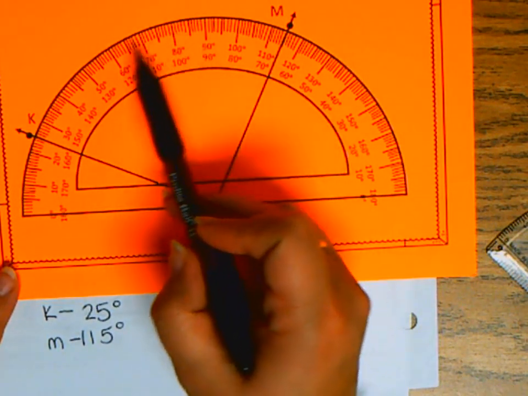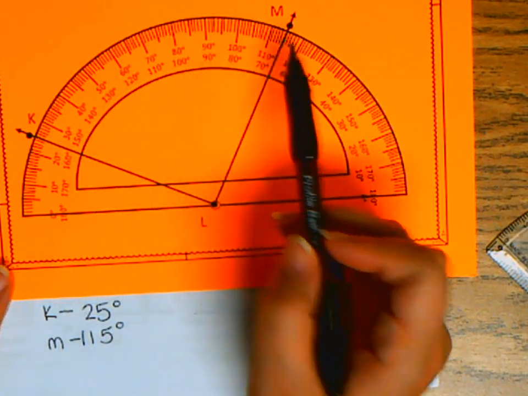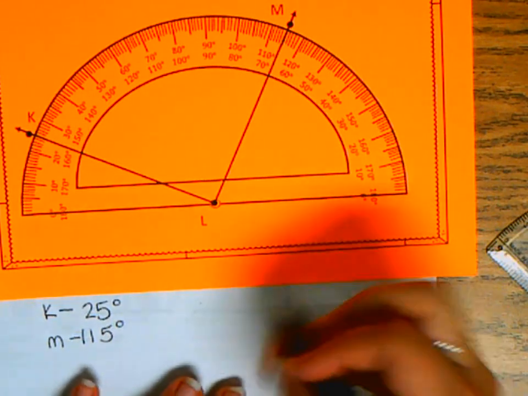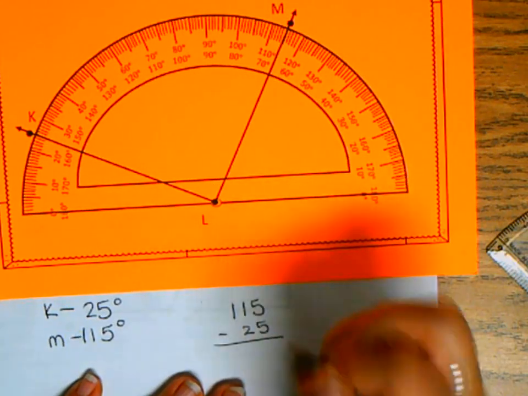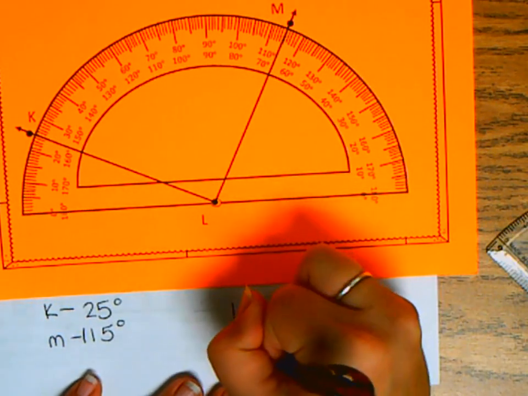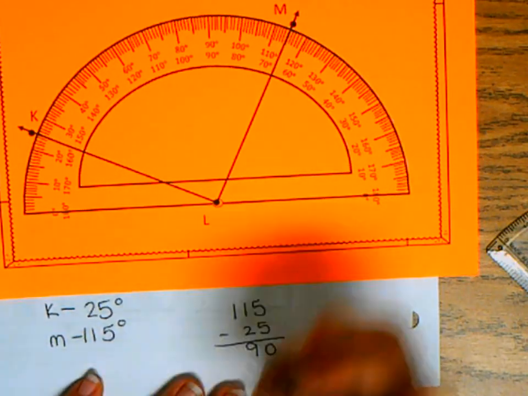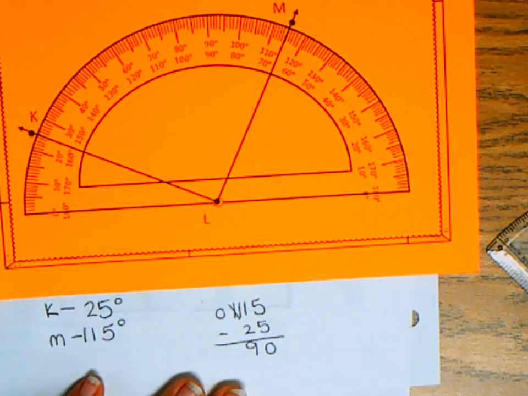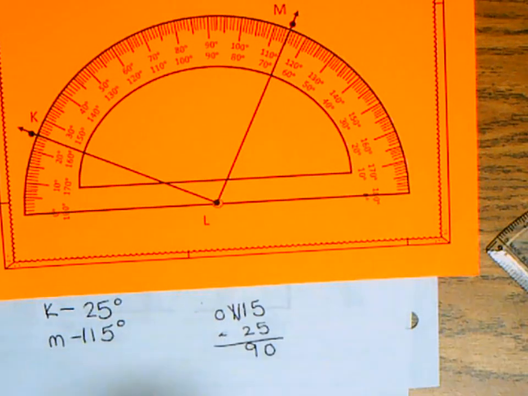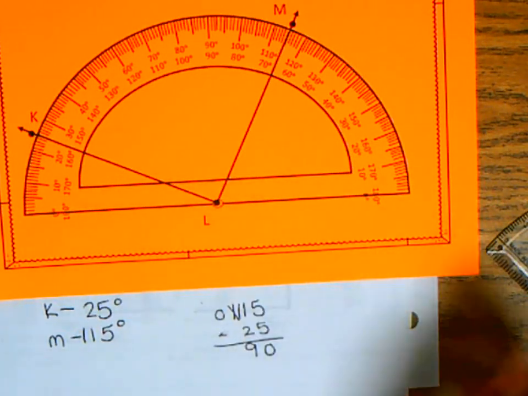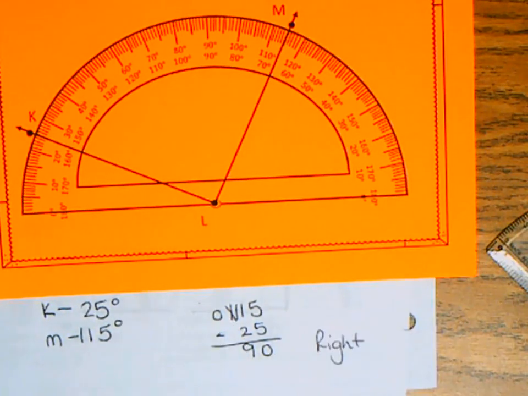I am trying to figure out the space that is in between here. I could figure that out by subtracting these two numbers. So 115 minus 25. 5 minus 5 is 0, and 11 minus 2 is 9. So you can't take 2 from 1, so then you'd regroup, so it'd still be 11. So this would be 90 degrees. So this is actually a right angle.